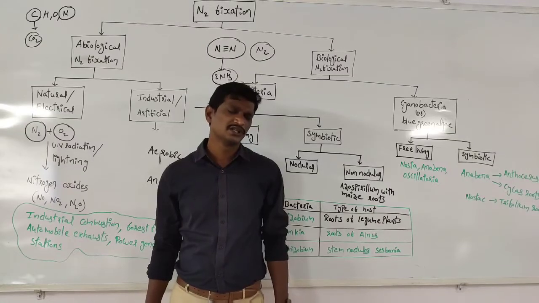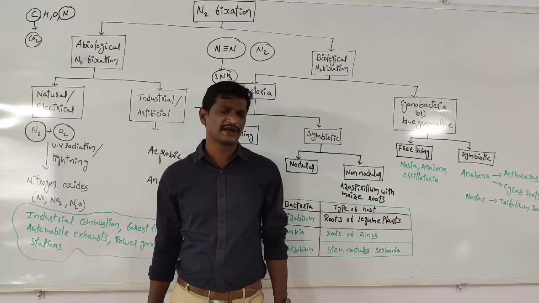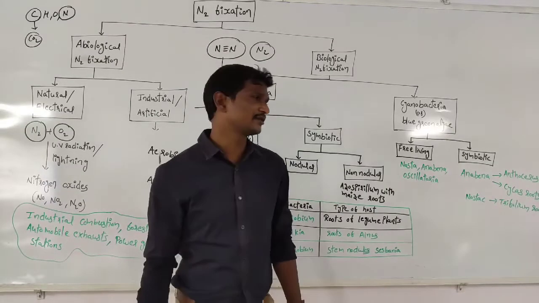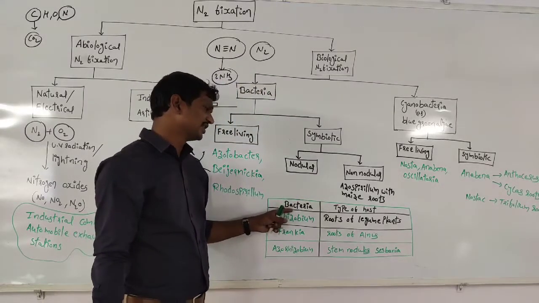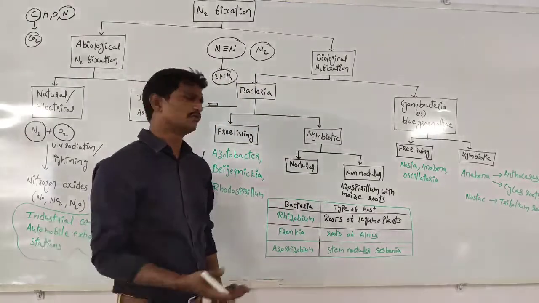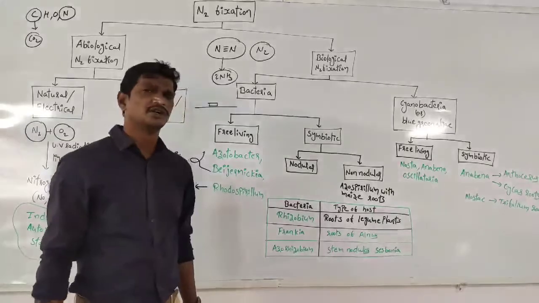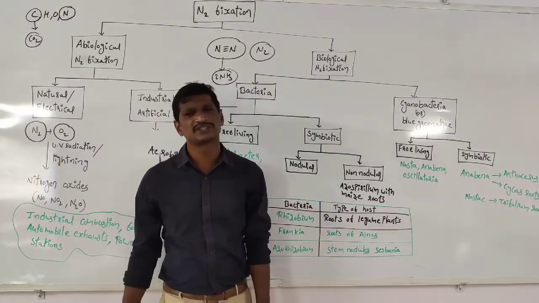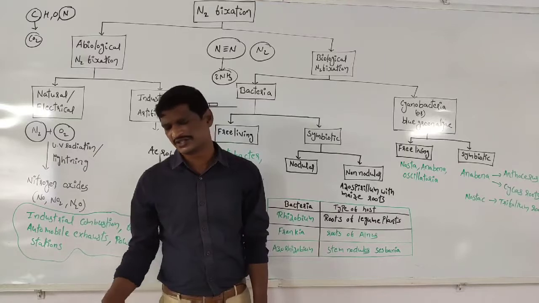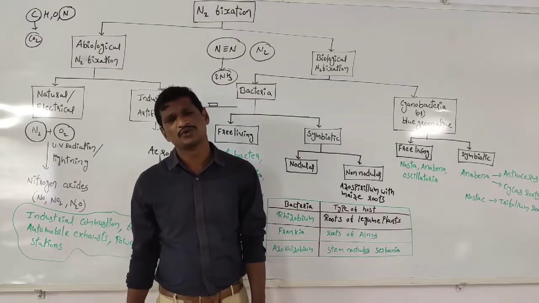Nodules are produced, and the nodules especially contain the bacteria involved in the nitrogen fixation process. The first one is nodular: Rhizobium, which we know well, in the roots of leguminous plants. Alfalfa is the best example. There is Phaseolus mungo, Phaseolus aureus, right?